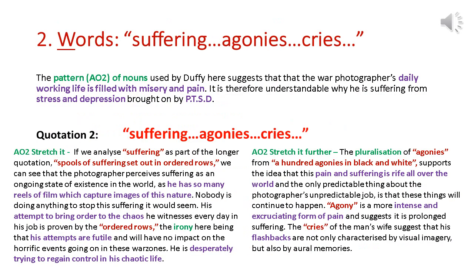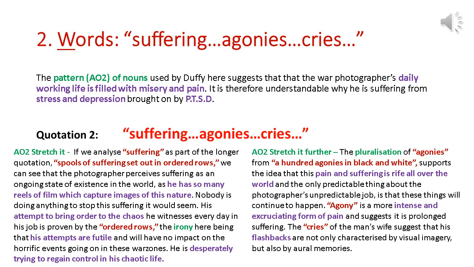So if we look at some of the words used by Carol Ann Duffy, she uses a pattern of nouns to suggest that the war photographer's daily working life is filled with misery and pain. So she uses words like suffering, agonies and cries. Now that makes it more obvious and more apparent as to why he's suffering with PTSD.